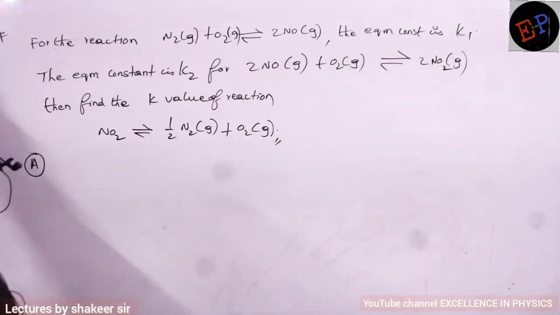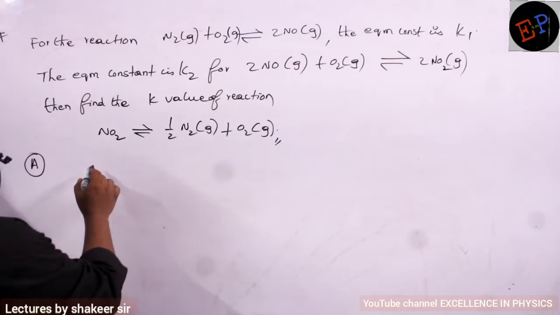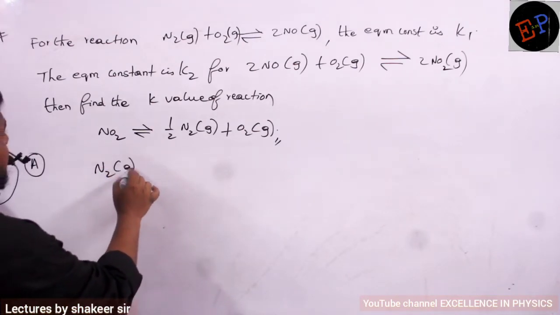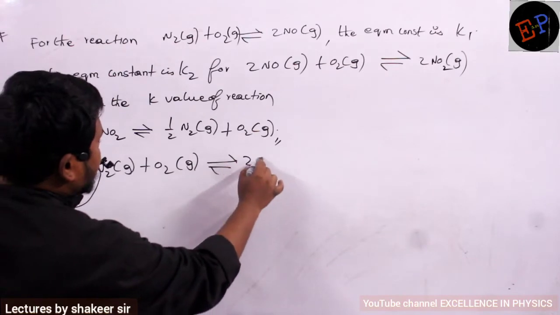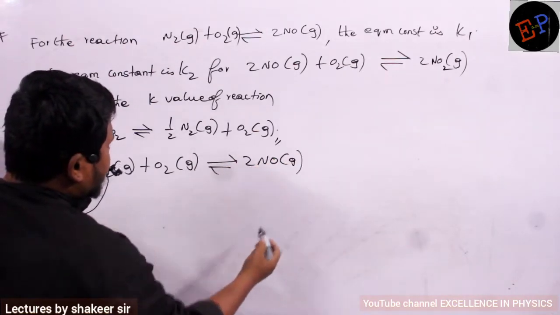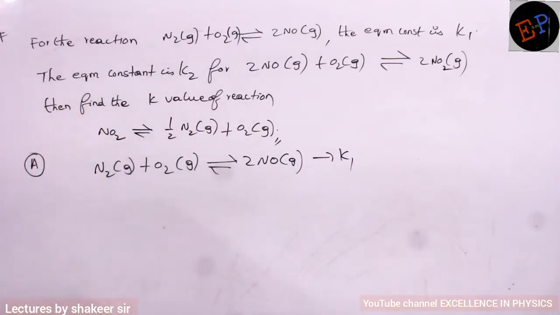So this is the given reaction. Let us write the reactions first of all, then we will get an idea what is happening. N2 plus O2 gives 2NO. This is the first reaction, and for this one the equilibrium constant is K1.